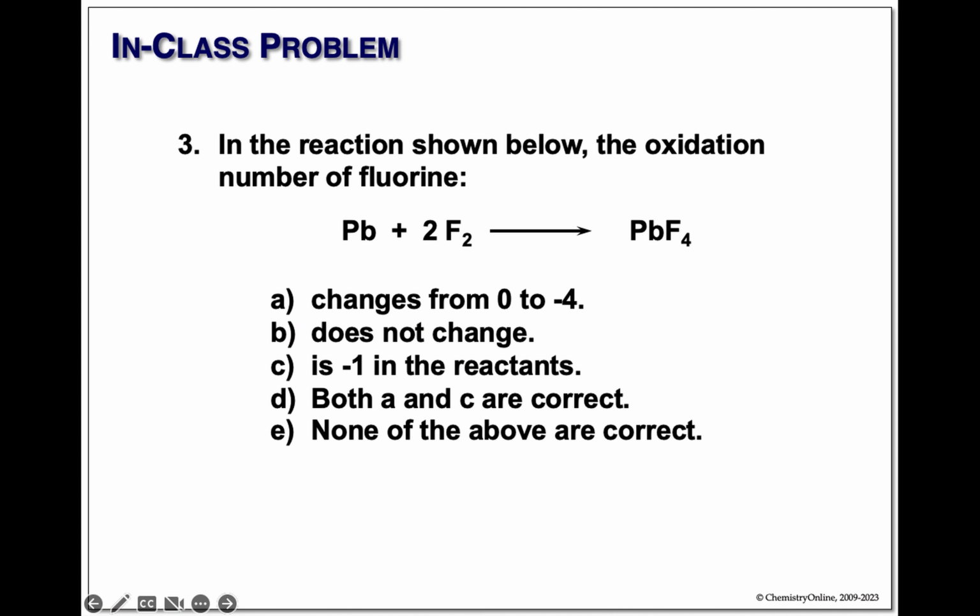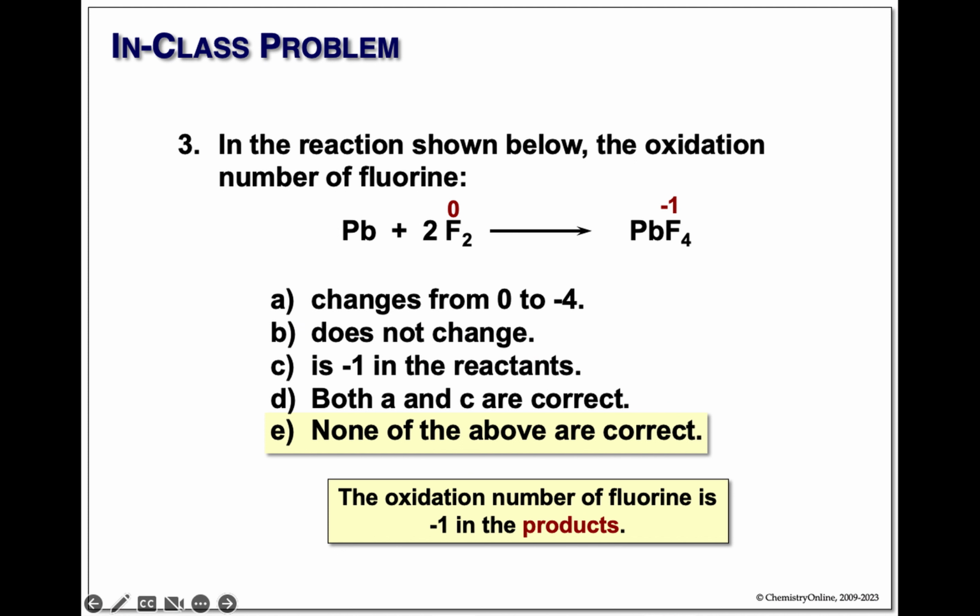Does not change? Well, that's wrong. Is it -1 in the reactants? No, it's 0. It's an element. It's none of the above. We go from 0 to -1. Fluorine has been reduced in this, hasn't it? It gained an electron.